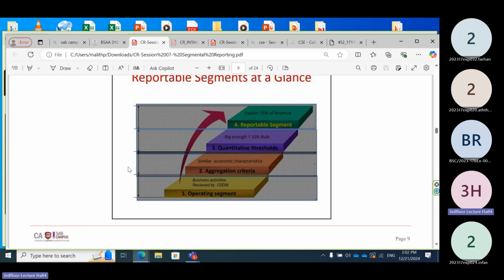So after having this 10, the next step is you need to evaluate the quantitative threshold. What you have to do is compare with this quantitative threshold. This is the core concept in this standard. We have 4 quantitative thresholds. That's the learning outcome.